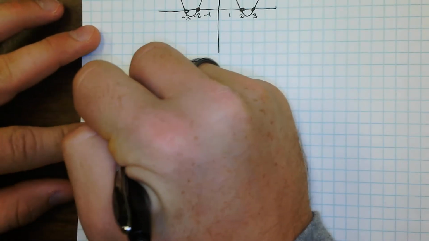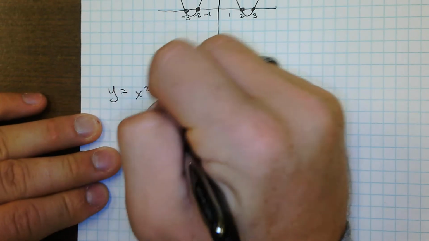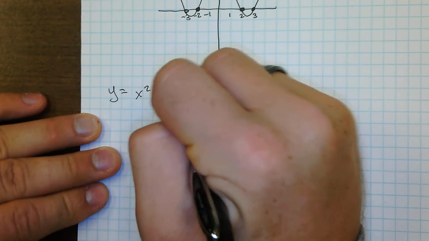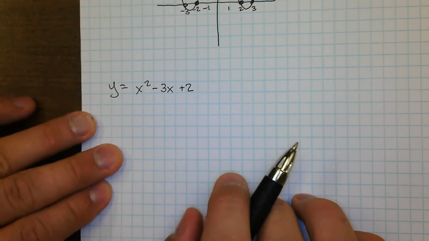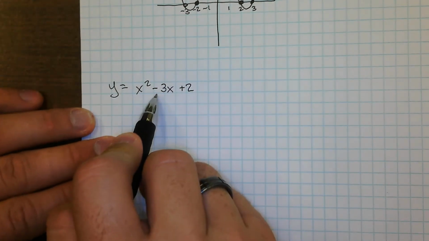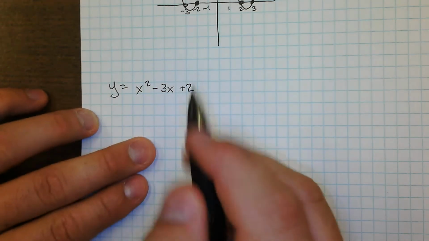We're going to have the equation y equals x squared minus 3x plus 2. Now again, you see the negative sign in the middle. This means that we are going to look for two negative factors.